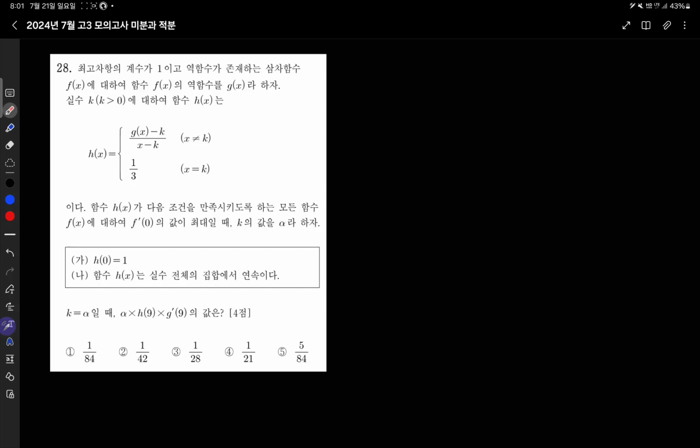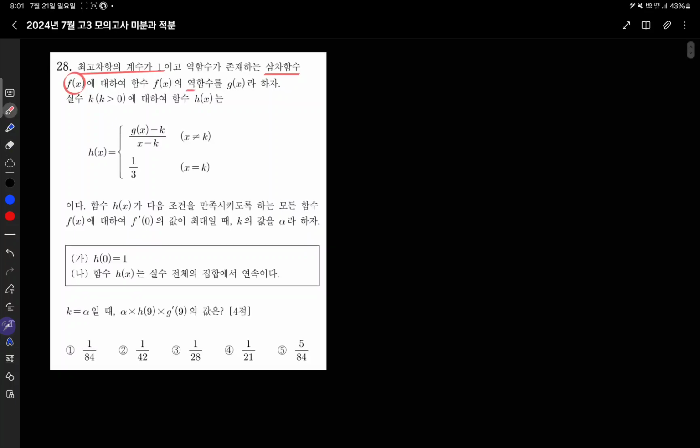Hello everyone. In this problem, there is a cubic function f of x, and the leading coefficient is 1, and its inverse is g of x.